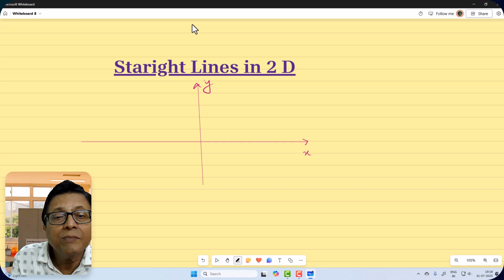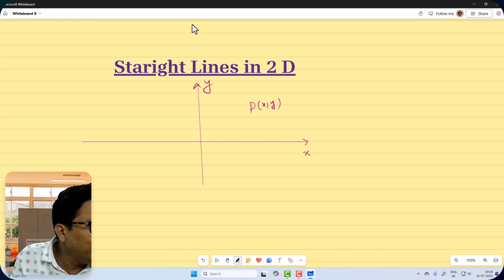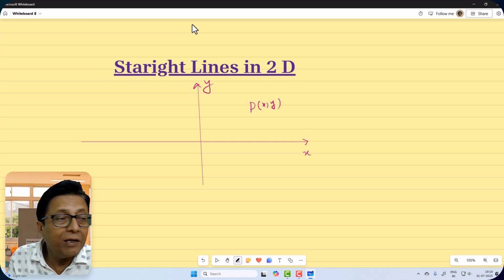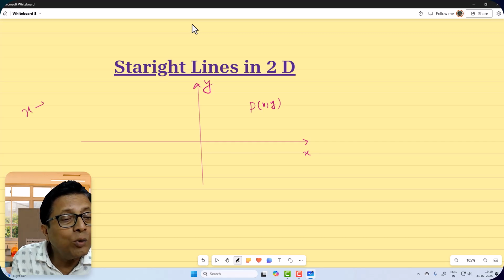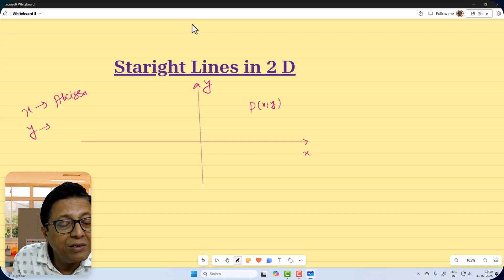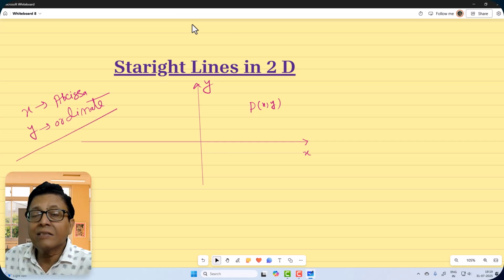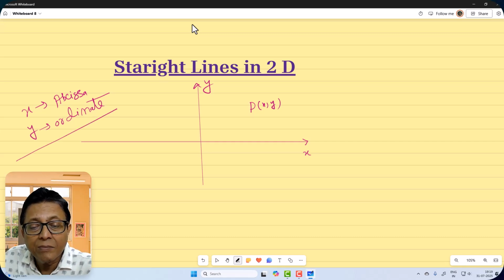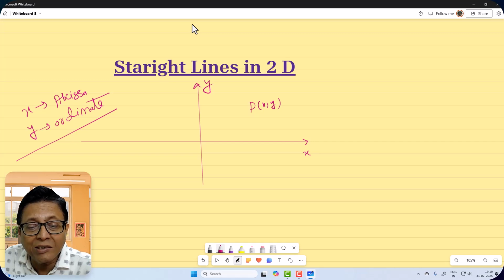2D means a point has coordinates of this form, which is known as an ordered pair. In the ordered pair, X is known as abscissa and Y is known as ordinate. Okay? X is known as abscissa and Y is known as ordinate.